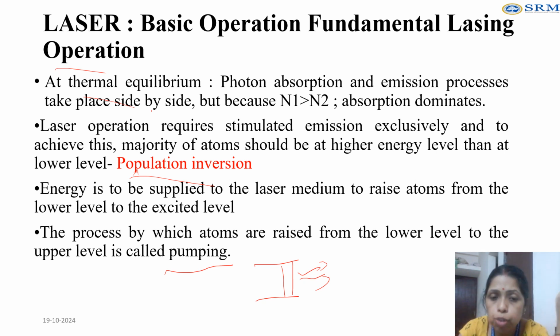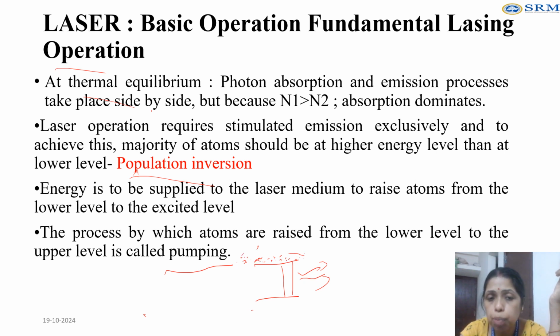Before pumping, I will explain population inversion. In the ideal case, the maximum number of electrons will be in the ground state, and the minimum number of electrons will be in the upper state. But you should create a maximum number of photons. That is possible only when the maximum amount of electrons comes from the upper state to the ground state. For that, we have to create a maximum number of electrons inside the upper state.